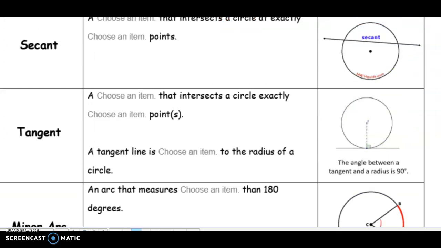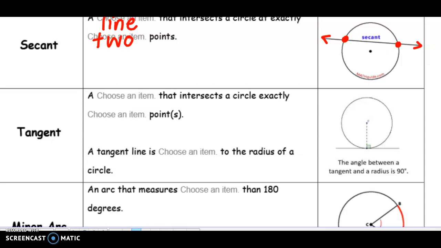All right. A secant is a line that intersects a circle at exactly 2 points. Now, the difference between a chord and a secant is that a chord stops at the edge of the circle, but your secant will continue in both directions.